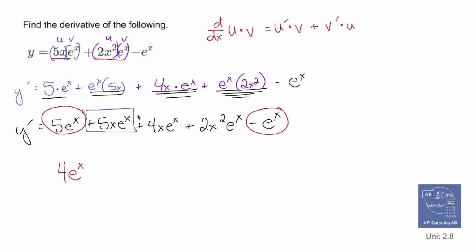Okay, so you combine 5x e to the x and 4x e to the x, which is going to be 9x e to the x. And then just kind of hanging out all on its own is 2x squared e to the x. That's going to equal y prime. And that is me using product rule twice and then combining like terms. So much fun!